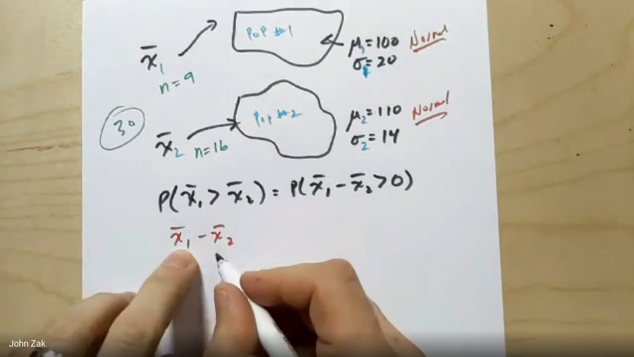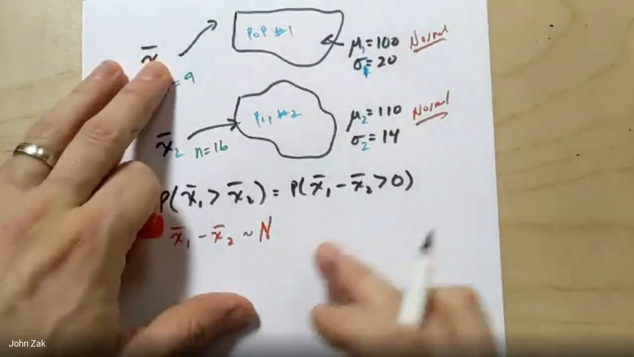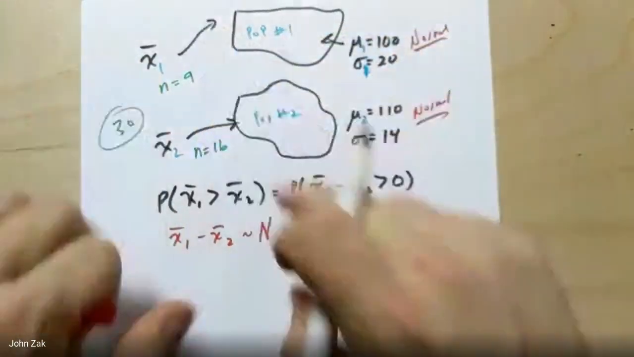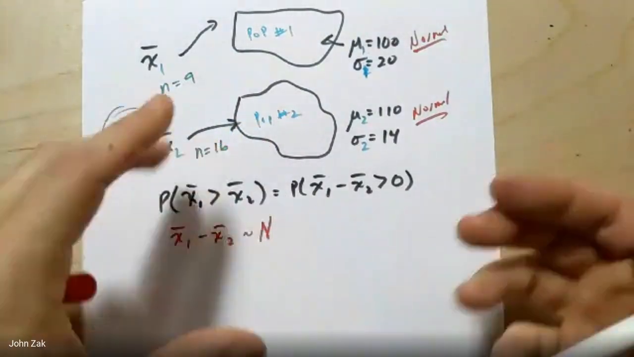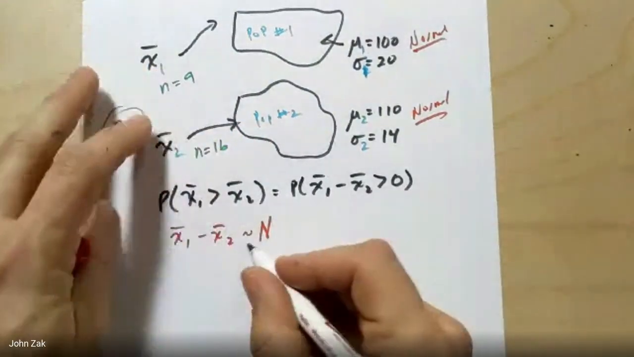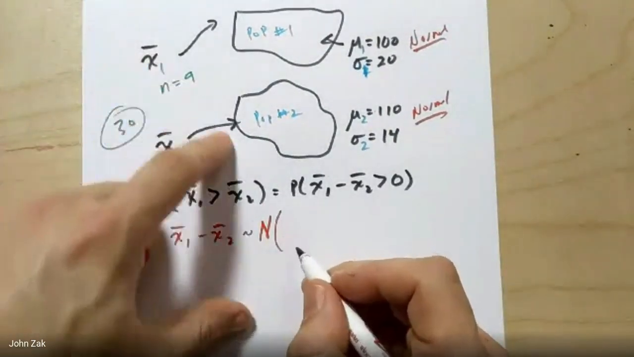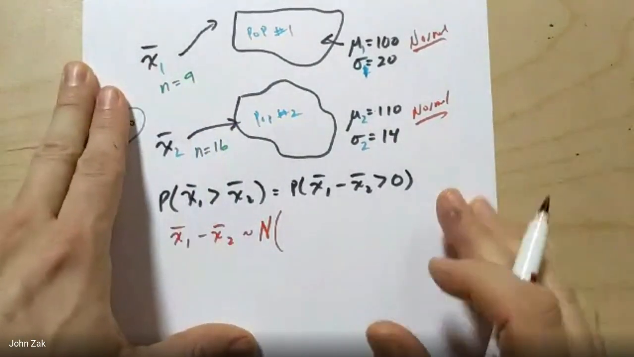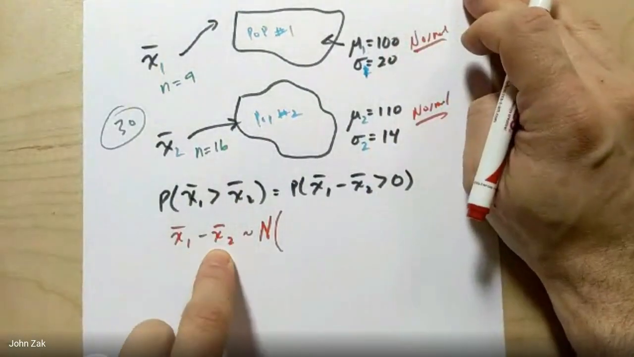So if I want to know this distribution here, well, it's going to be normal. Why is it going to be normal? Well, because if you take a normal variable and you subtract from it another normal variable, the result is normal. That's something we learned in chapter 6. So that's great. We've got this. And now what would be the mean of this distribution? The mean would be the difference between these two means. And so I said sample mean 1 minus sample mean 2.